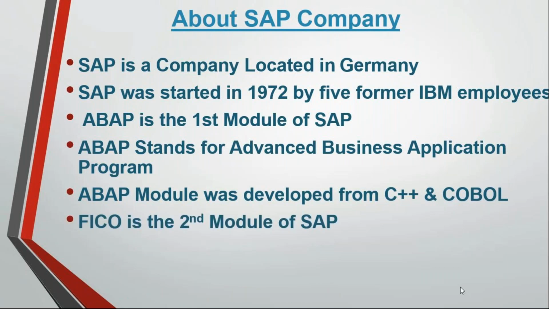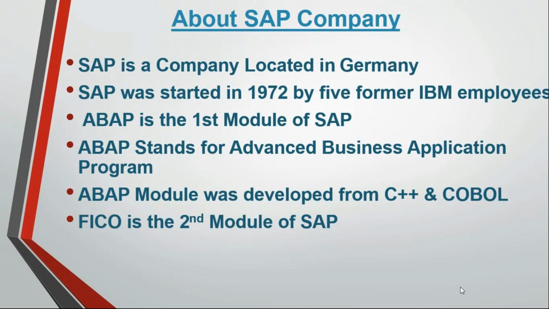So the second module is FICO. FICO is the second module of SAP. So why did they develop the finance module as the second module? Because Germany is very famous for industries, especially steel industries. One of the companies in Germany approached SAP because they wanted to computerize all the financial transactions.